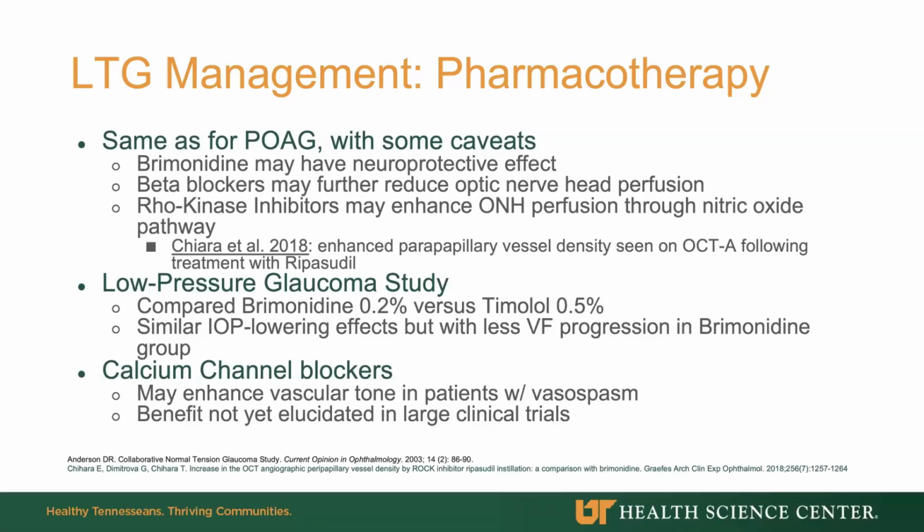Getting into more details about brimonidine versus timolol, the Low-Pressure Glaucoma Study actually compared the use of these two medications in the management of low tension glaucoma. The study found that the two medications had similar pressure lowering effects, but use of brimonidine resulted in less visual field progression than timolol. There is talk that potentially calcium channel blockers, systemic calcium channel blockers, may enhance vascular tone in these patients, particularly those with an underlying history of vasospasm, but larger clinical trials are lacking.